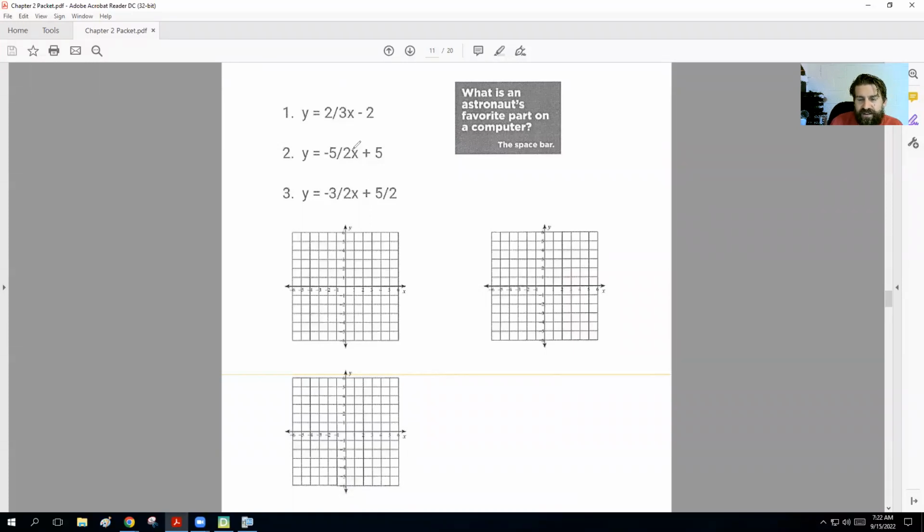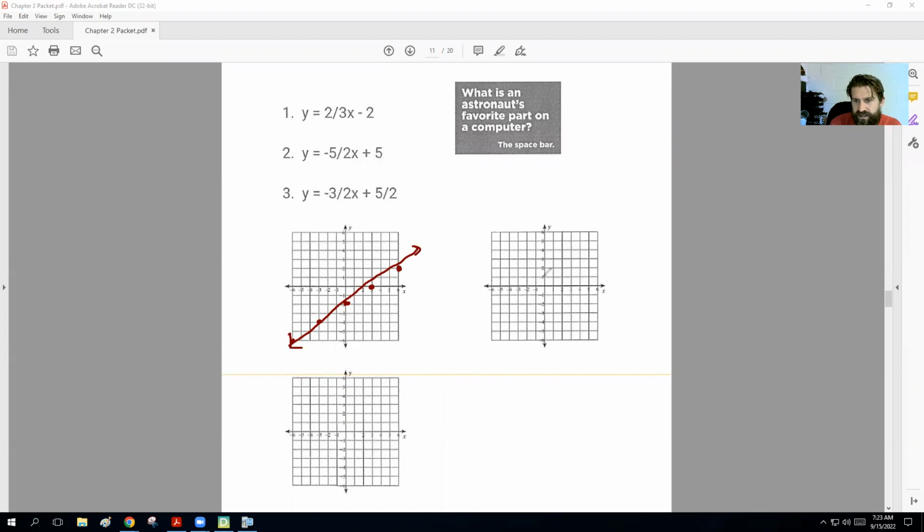All right, so let's check these out here. This one here should be pretty straightforward. We're going to start at -2, and we're going to go up 2 over 3. The slope is 2/3, down to left 3. All right, so line 1 should look like so. All right, line 2, okay, not too bad.